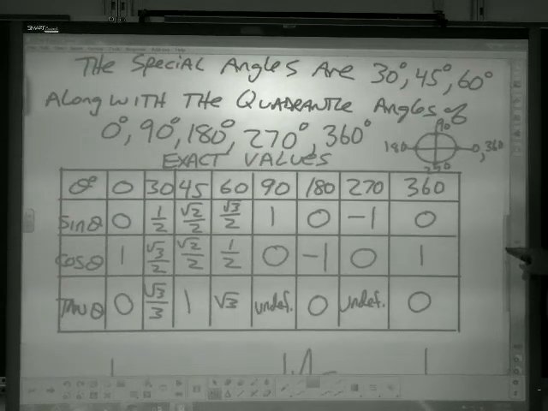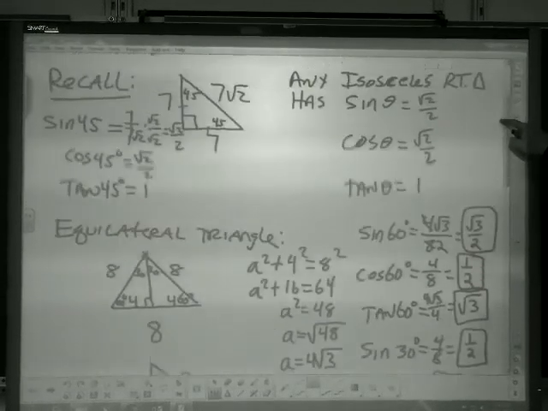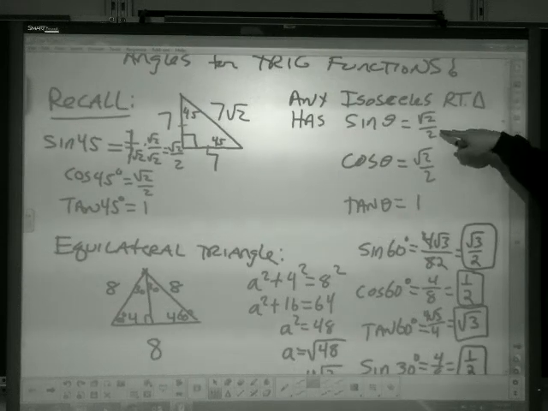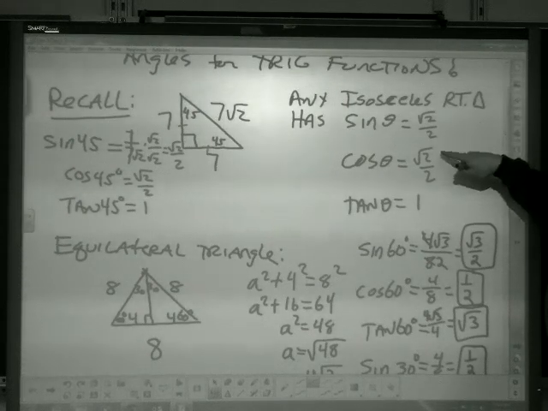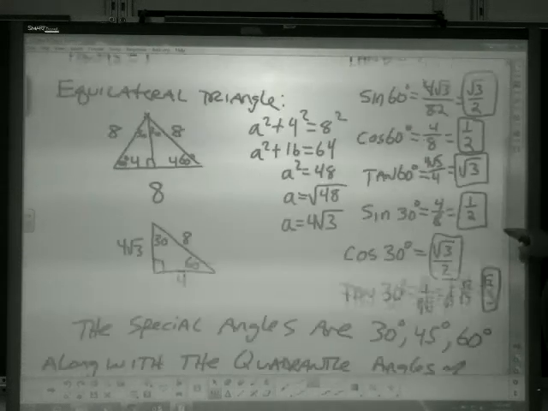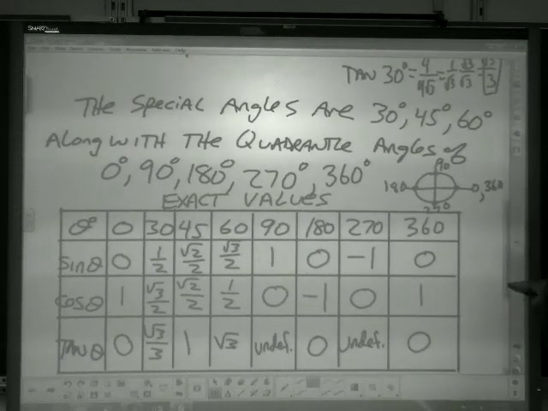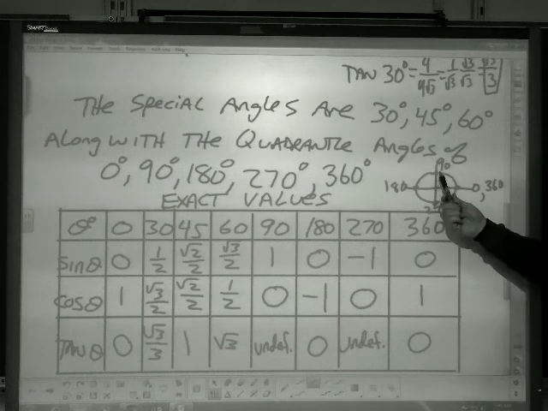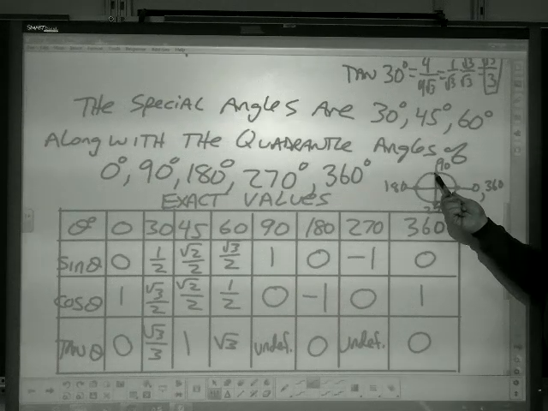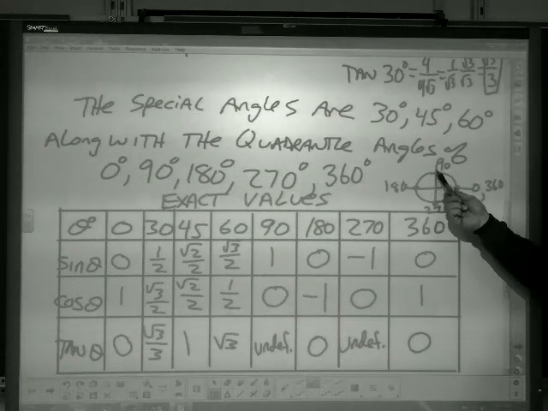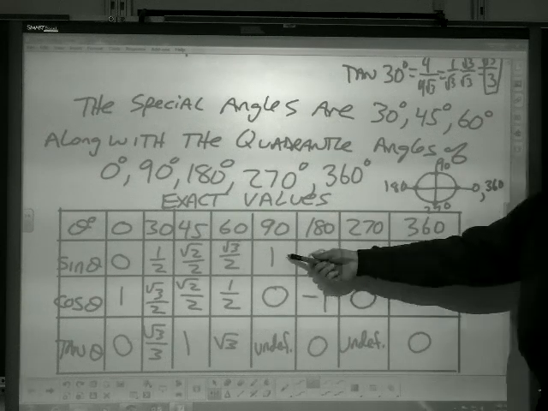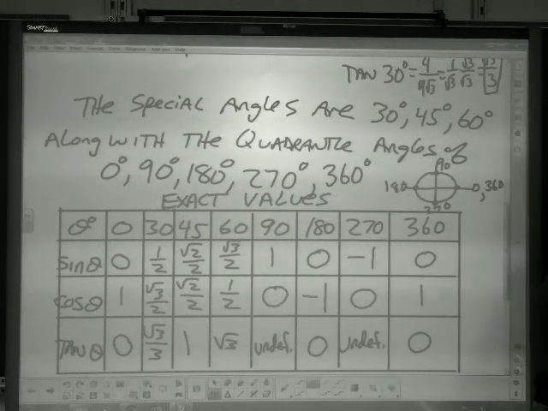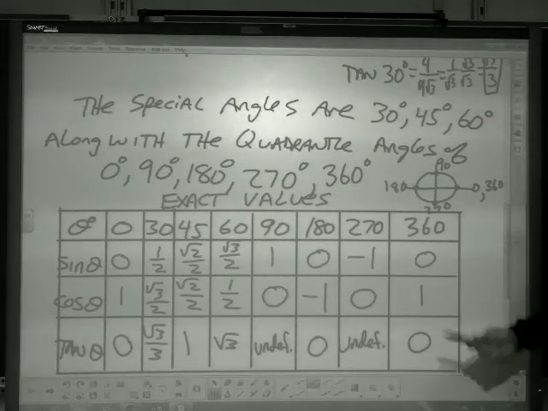Okay? 45 degrees, we learned that sine was square root of 2 over 2, cosine square root of 2 over 2, tangent is 1. 60 degrees, we just did it in the previous problem. 90 degrees, okay? Sine is 1, because that's the y value. Cosine is 0, and 1 divided by 0 is undefined, so the tangent is undefined at 90.